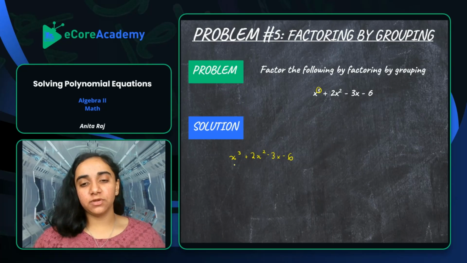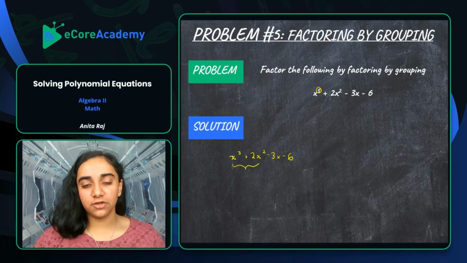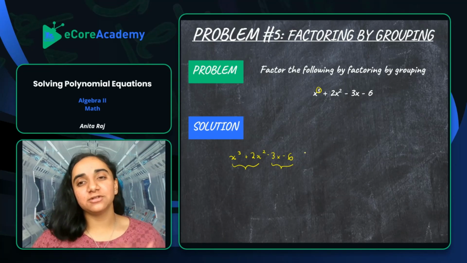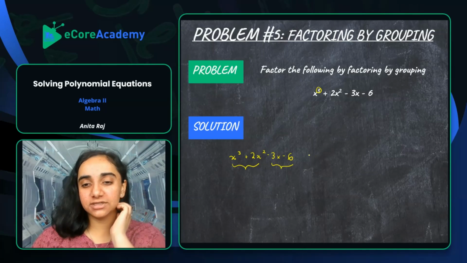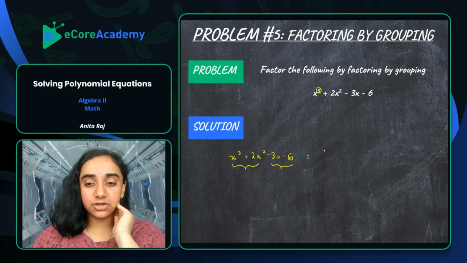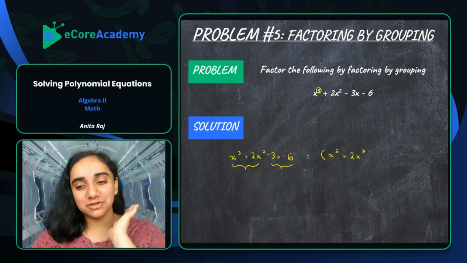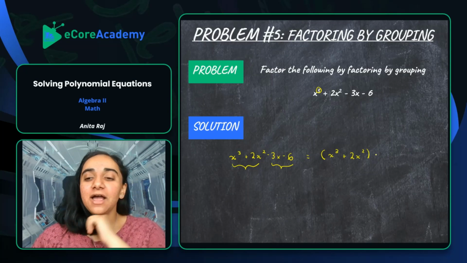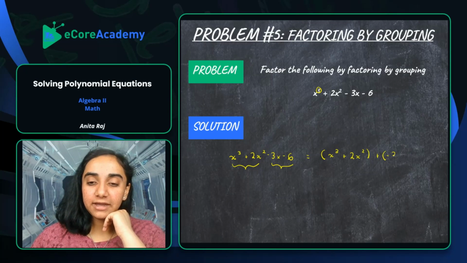So how are we going to group this? Well, we can just group the first 2 terms together because they have x's in common. We can group the second 2 terms because they have 3's in common because 3 goes into 6 and 3 also goes into itself. So we're going to just rewrite these as parentheses just to separate them. x cubed plus 2x squared in one set of parentheses, plus negative 3x minus 6 in another set of parentheses.